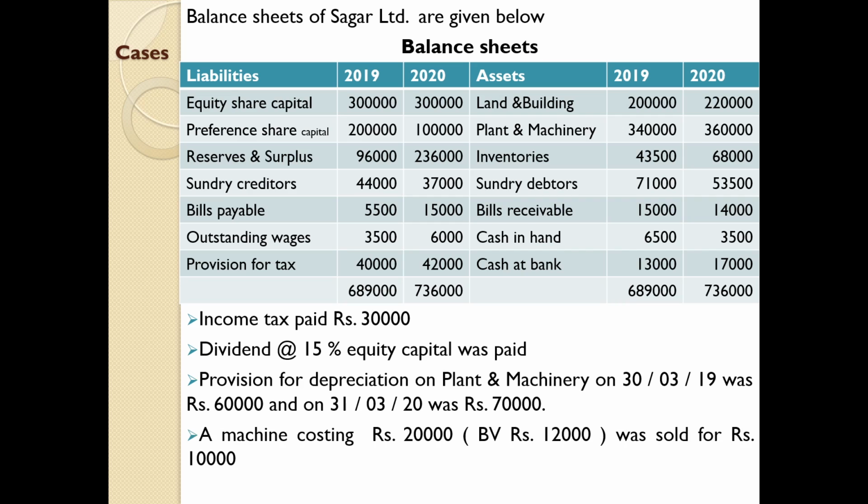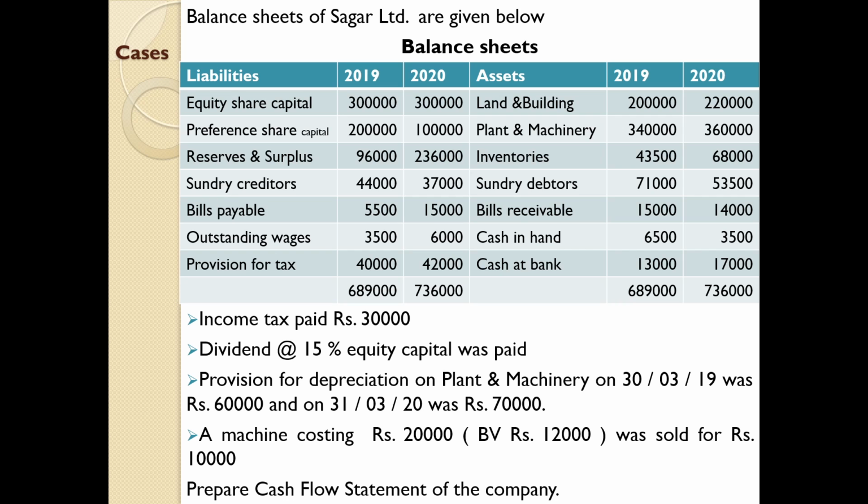A machine costing 20,000, book value is given, was sold for 10,000, and we have dealt with the same adjustment in the case of fund flow statement, which is also similar to that. The only thing is its format is different and some of the items have to be shown separately. That is the only concept. Prepare a cash flow statement of the company.